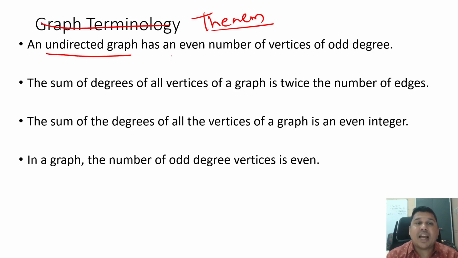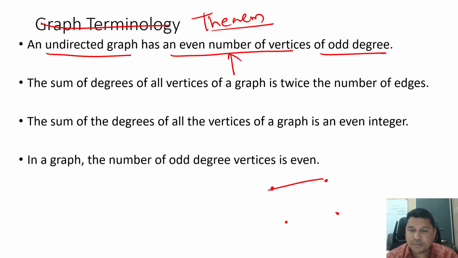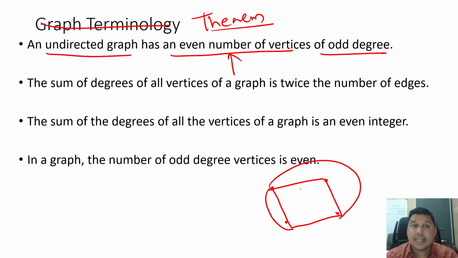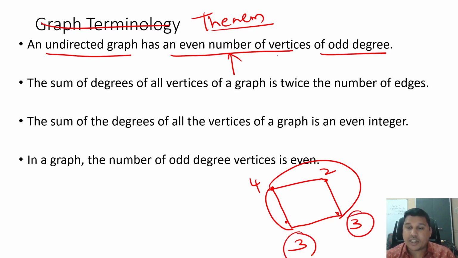An undirected graph has an even number of vertices of odd degree. There are a few theorems. An undirected graph has an even number of vertices of odd degree. Same graph you see. I am drawing a graph. I said there is an edge like this and there is an edge like this. It has an even number of vertices of odd degree. See, this degree is 4, this degree is 2, this degree is 3, this degree is 3. See, how many vertices are there with odd degree? 3 and 3. There are 2. That is an even number. That is what this theorem is.